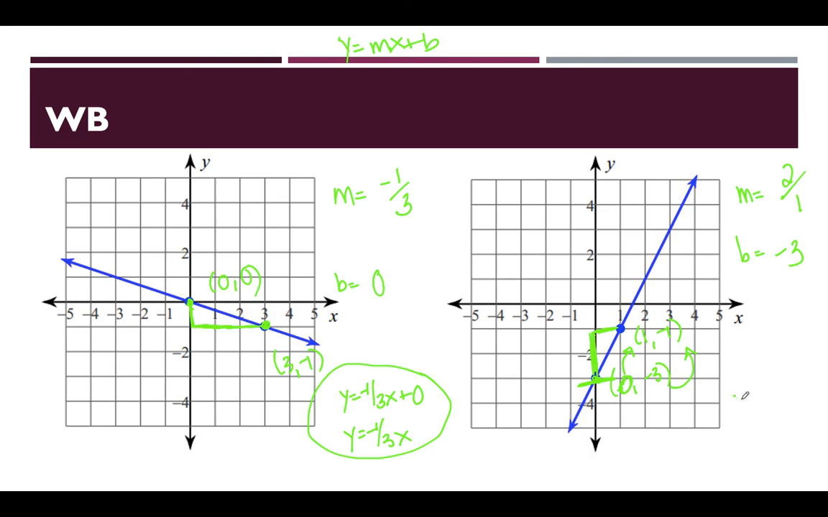So when I write my equation, y equals 2x minus 3. You can leave the 1 underneath if you want, y equals 2 over 1 x. It doesn't really matter. Either way is correct. Okay, and that is day 2, writing the equation from a graph.